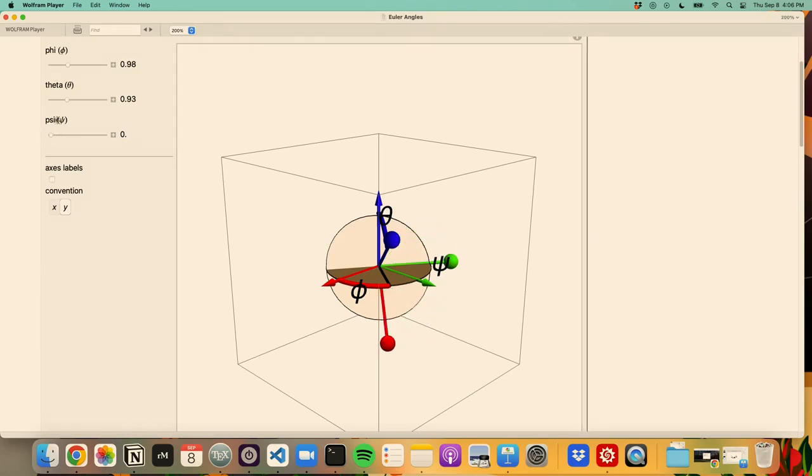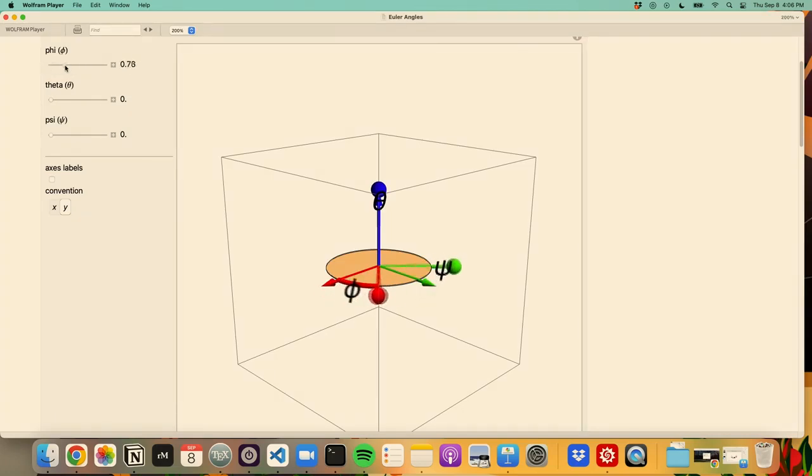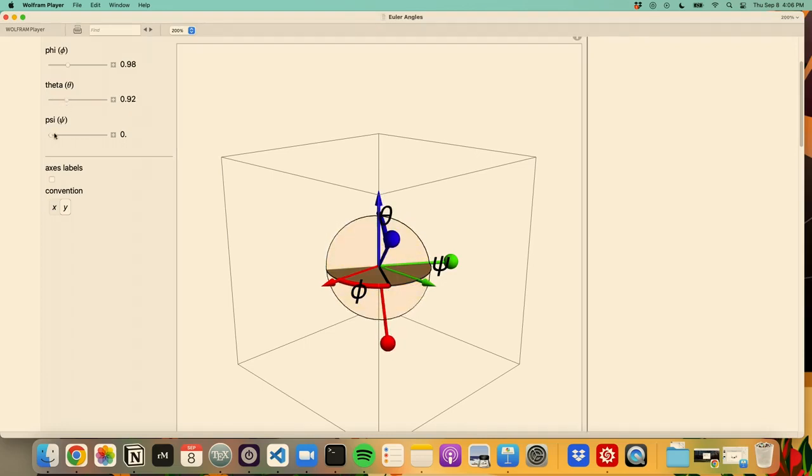Let me just maybe go through that again. First one, body Z, so the Z direction attached to the body. The body again is labeled with the little spheres at the end. Body Y, that's this one. And then body Z again.